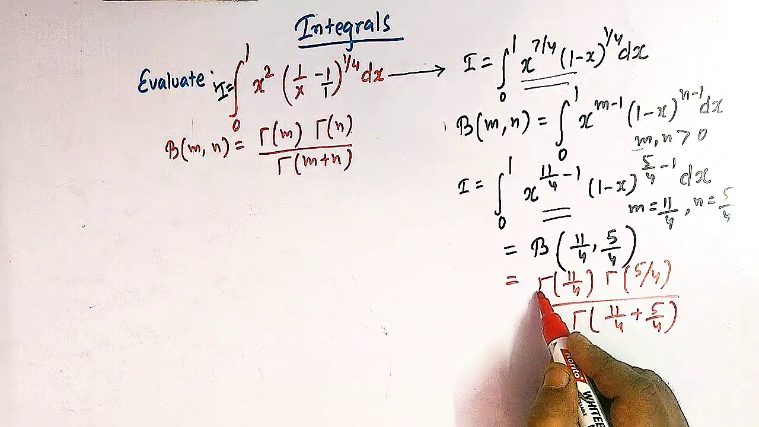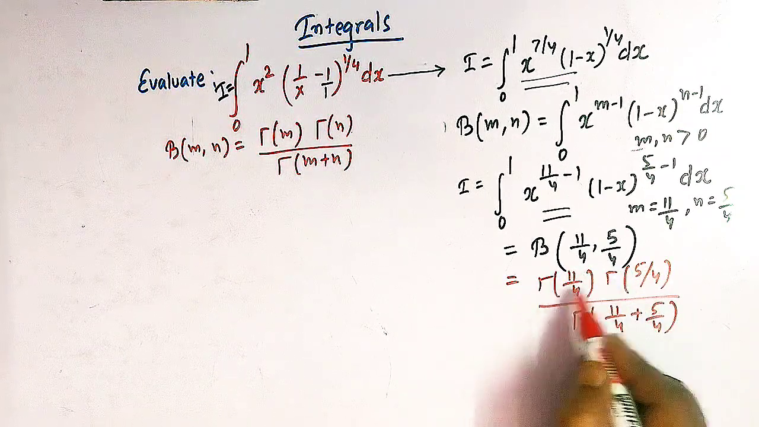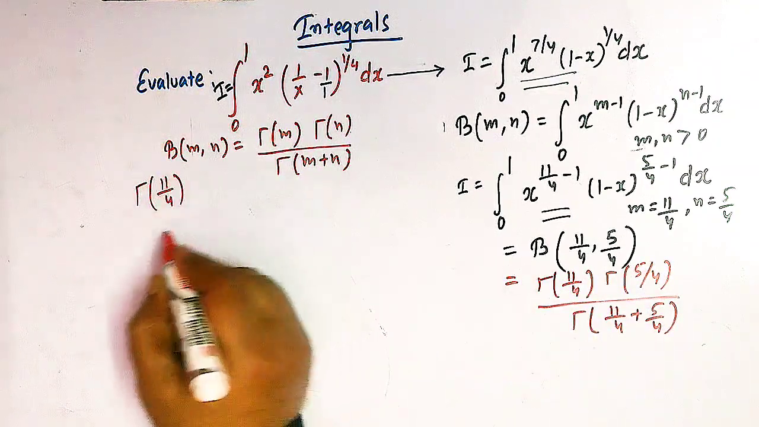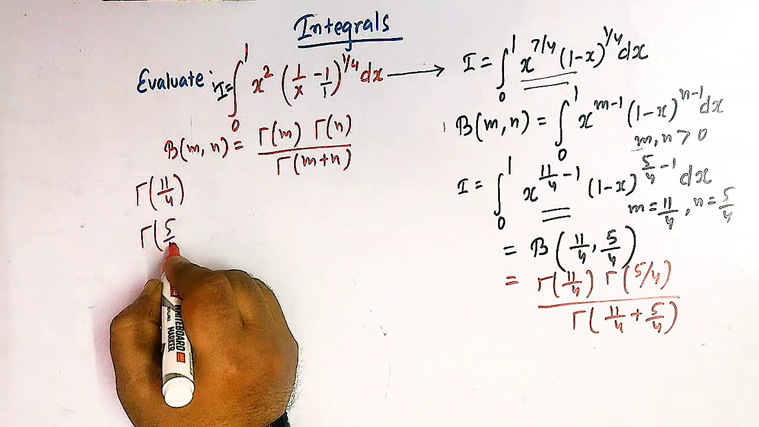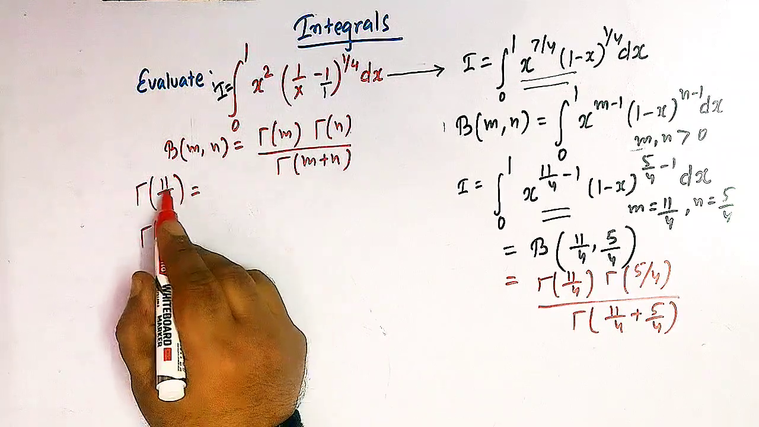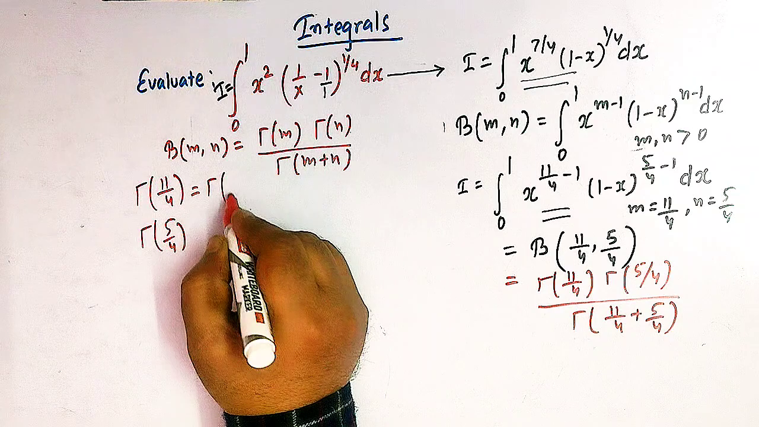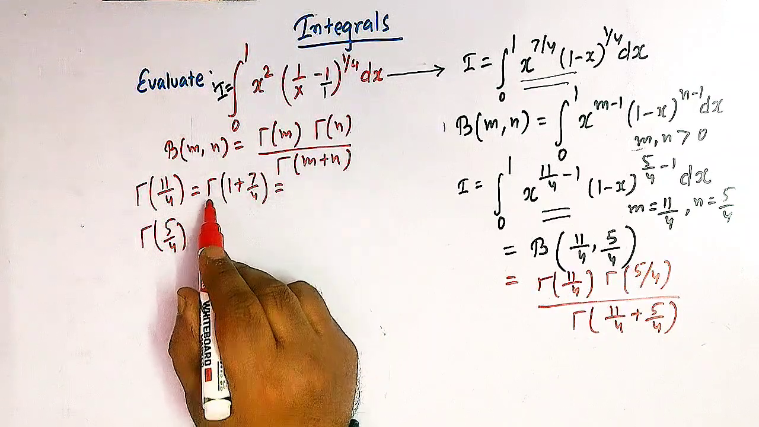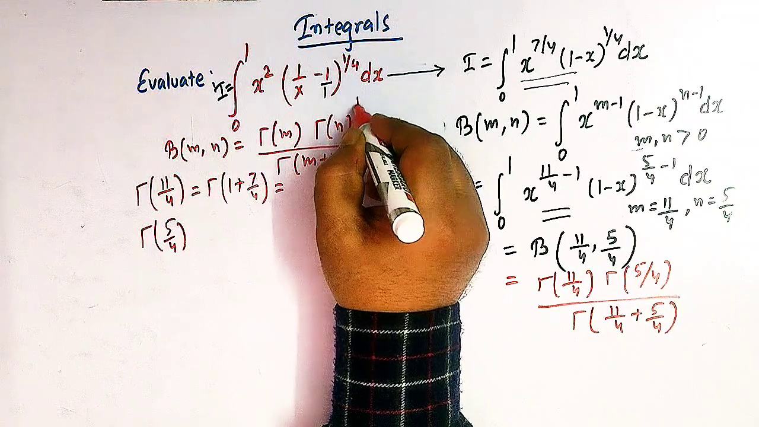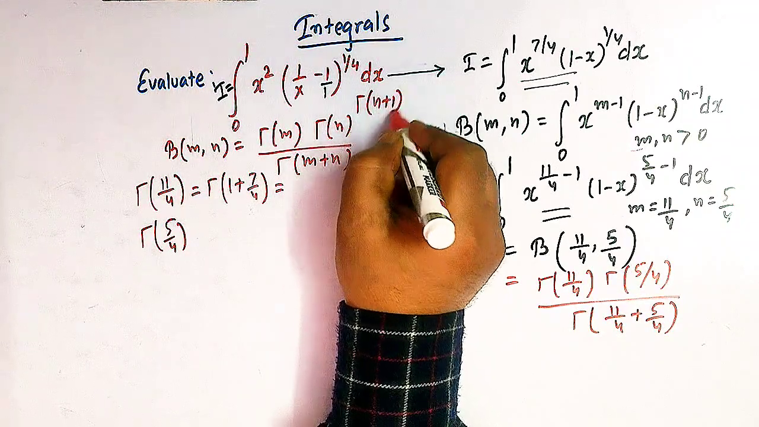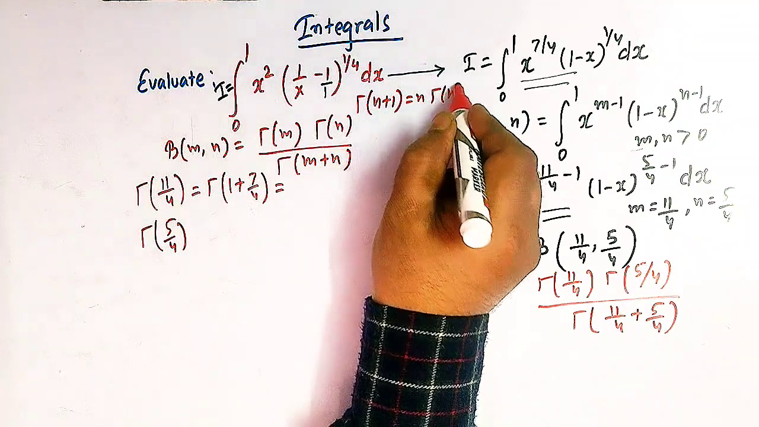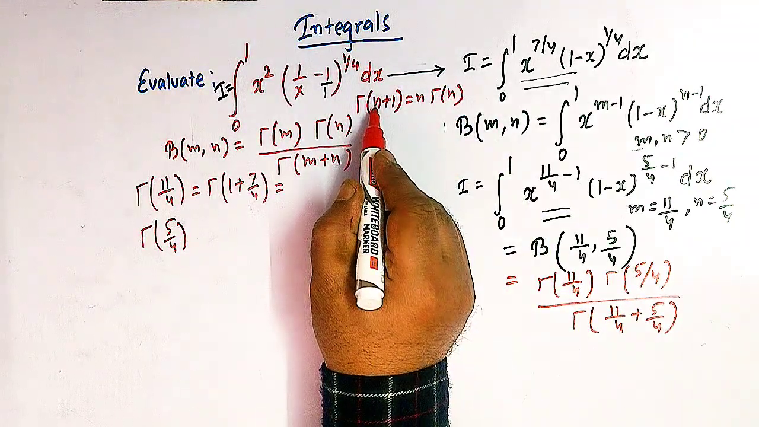Okay, so now we'll simplify these two terms, that is gamma of 11 by 4 and gamma of 5 by 4. So gamma of 11 by 4 can be written as gamma of 1 plus 7 by 4, and through this relation, that is gamma of (n + 1) is given by n times gamma of n, where n is some fraction.